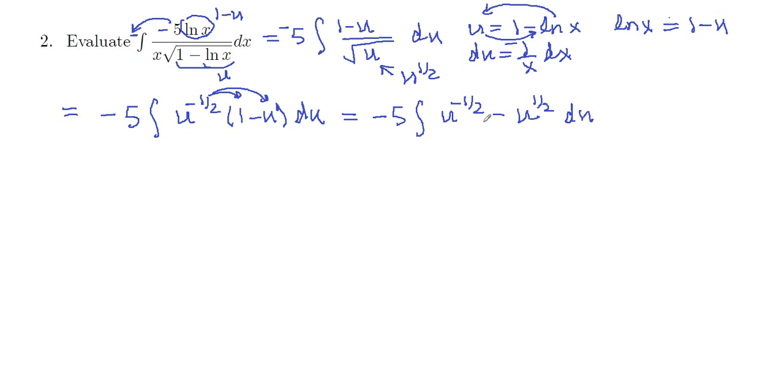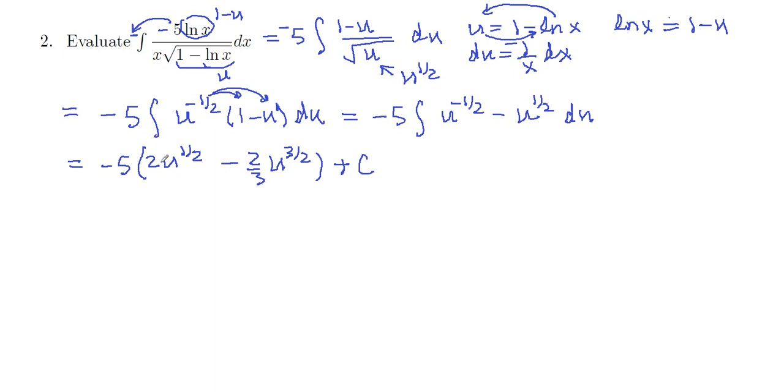And now do the power rule on those guys. So this will be negative 5. We add 1 to that exponent, we'll get u to the 1/2, and then divide by 1/2, which is multiply by 2, minus, add 1 to the power there, so u to the 3/2, divide by 3/2 means multiply by 2/3, the reciprocal, and then plus c because it's indefinite.